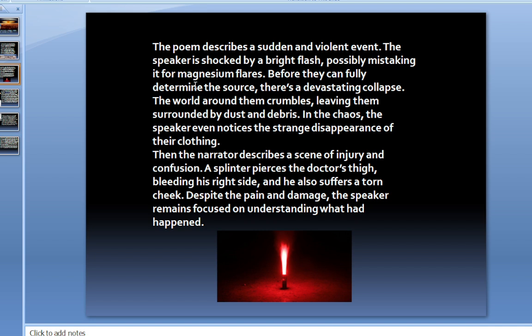Before they can fully determine the source, there's a devastating collapse. The world around them crumbles, leaving them surrounded by dust and debris. The speaker even notices the strange disappearance of their clothing. The narrator describes a scene of injury and confusion. A splinter pierces the doctor's thigh, bleeding his right side, and he also suffers a torn cheek. Despite the pain and damage, the speaker remains focused on understanding what had happened.